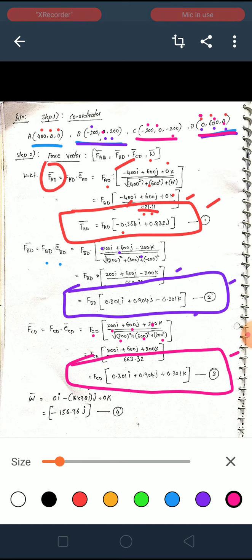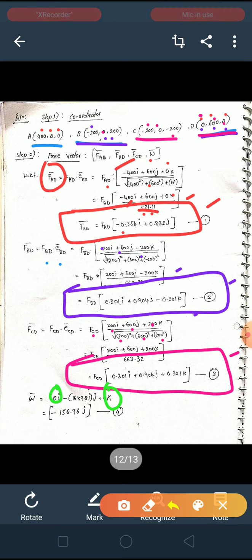Okay, next the last one is the weight of the triangular plate, that is the weight vector W. If you see the diagram, the weight is acting downward, so x component is 0, z component is 0, and vertically downward is minus y. So that's why you can see I have written clearly x component is 0, z component is 0. You can see the dotted line. Okay, so x component is 0 and z component is 0.